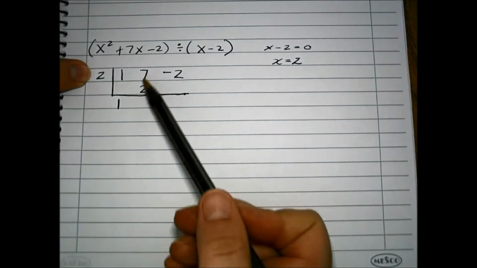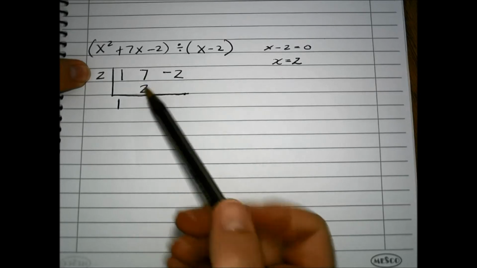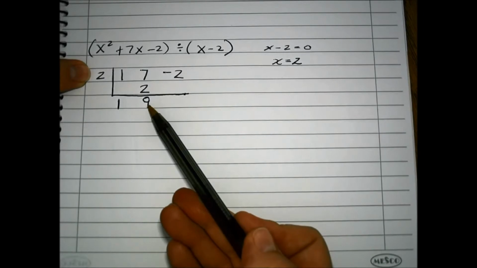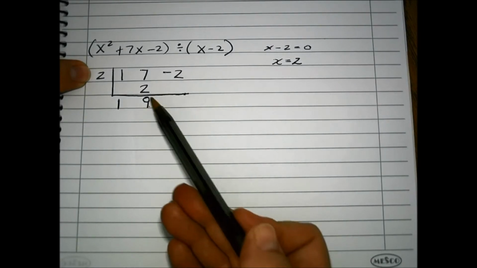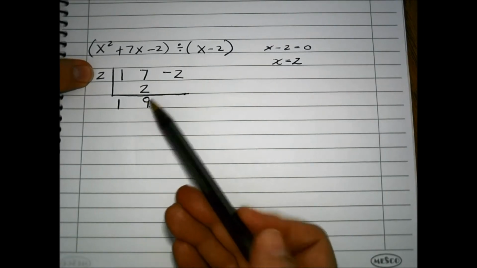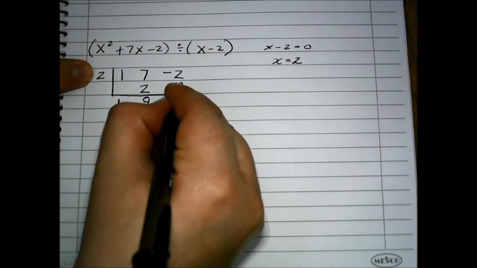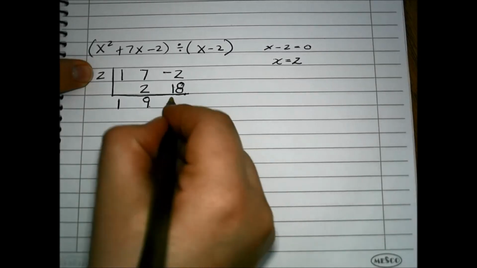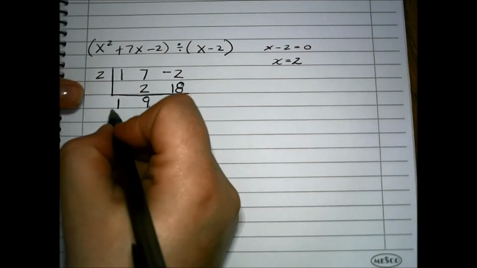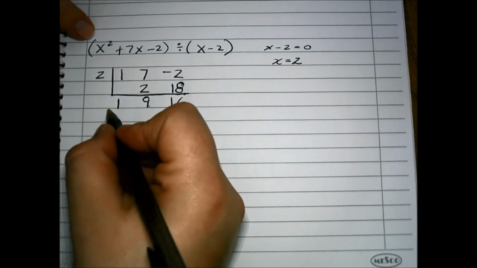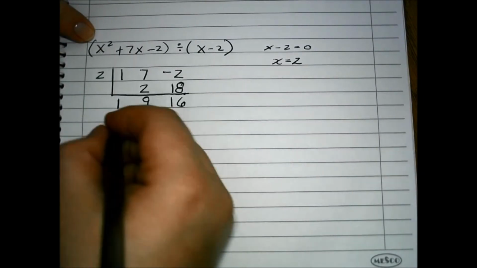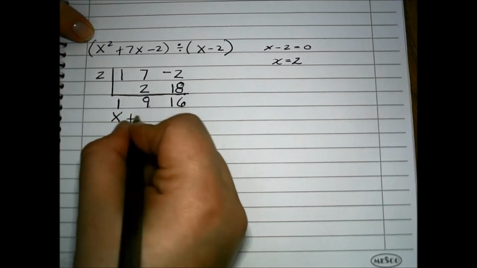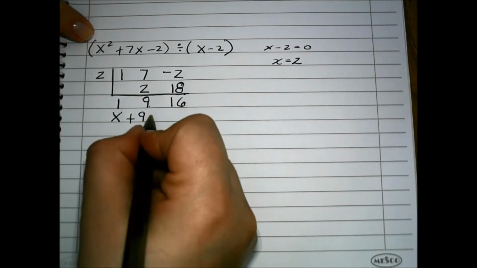Next, add the next terms. 7 plus 2, 9. Next, multiply the result, the sum, times the 0, and place it under the next coefficient. 18, negative 2 plus 18 is 16. Now, start with the next term down. So x divided by x squared was x. That means that this has to start at x. Then this is our 1. Then this is our remainder.